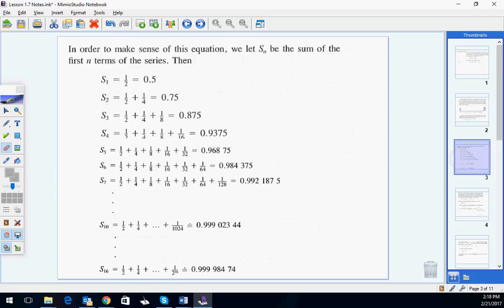Well, how does that help us? Well, if I have 1/2, that gets 0.5. 1/2 plus 1/4 is 0.75. 1/2 plus 1/4 plus 1/8 is 0.875, and so on. And you can see it's getting closer and closer to the number 1 here.